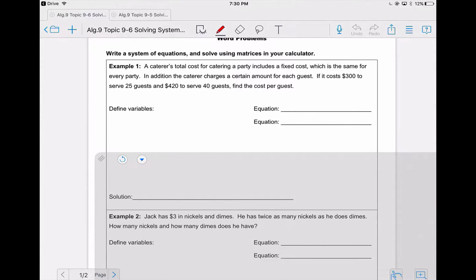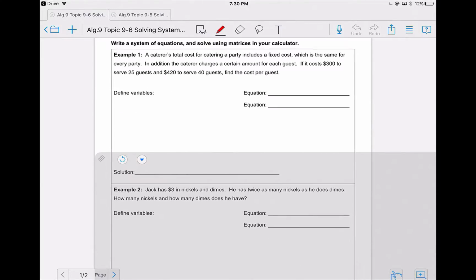So, example 1 tells us a caterer's total cost for catering a party has a fixed cost, which is the same for every party. In addition, the caterer charges a certain amount per guest. If it costs $300 to serve 25 guests, and $420 to serve 40 guests, find the cost per guest. So we could use G as the cost per guest as one of our variables because that's what they're asking us to find.